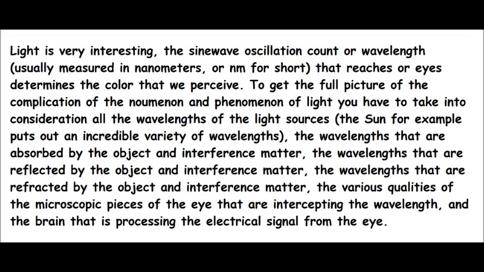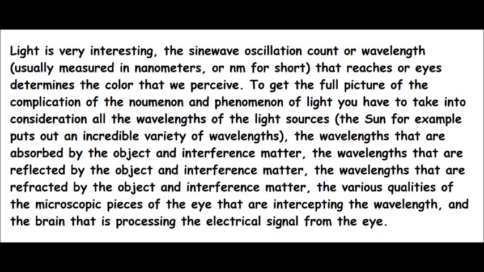Light is very interesting. The sine wave oscillation count, or wavelength, usually measured in nanometers, or nm for short, that reaches our eyes determines the color that we perceive. To get the full picture of the complication of the noumenon and phenomenon of light, you have to take into consideration all the wavelengths of the light sources. The sun, for example, puts out an incredible variety of wavelengths.